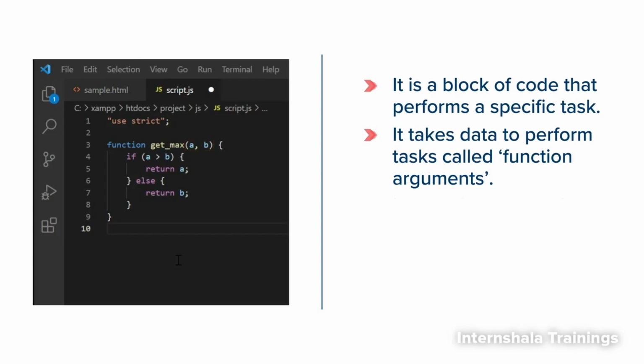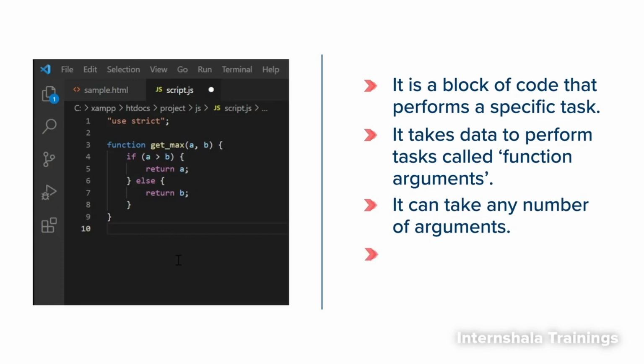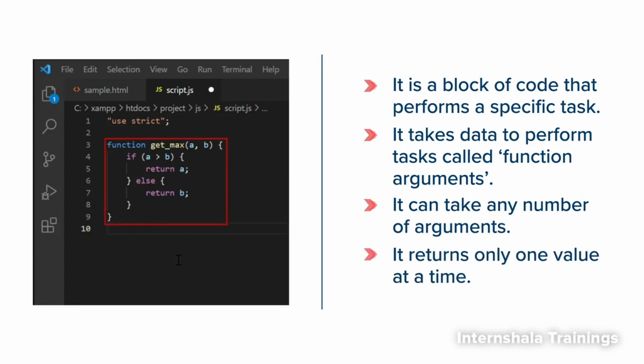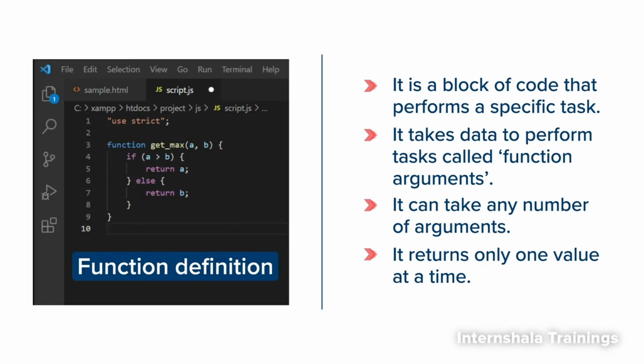Now, once the task has been performed, the function can also return back some data. Also, a function can take any number of arguments but can return only one value. To sum up, this piece of code is one part of the function, that is the function definition. We have the function name, function arguments, and a piece of code which defines what the function does.